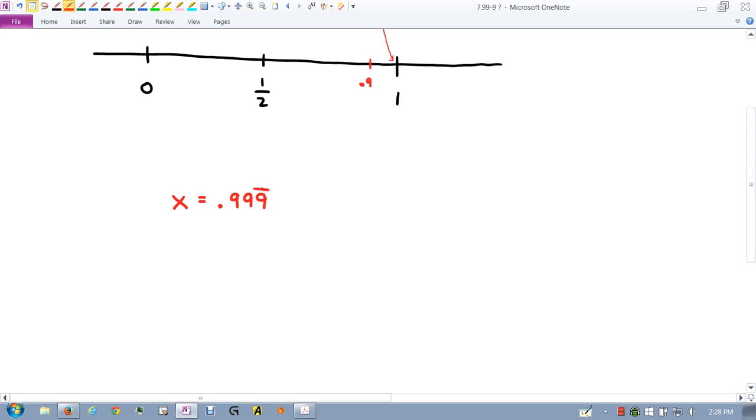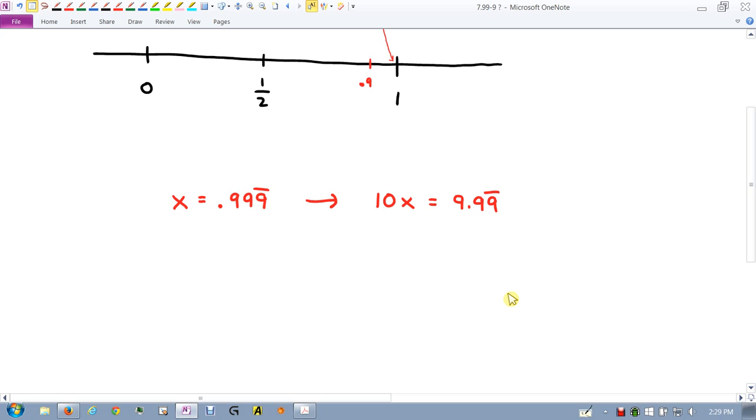Now, if X is this, then what would 10X be? I'm saying multiply this side by 10, multiply this side by 10. That's right, because multiplying by 10 has the effect of moving the decimal to the right 1 time. So this would be 9.999 forever. Do you agree with that?